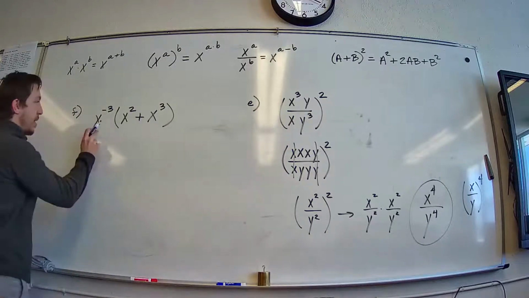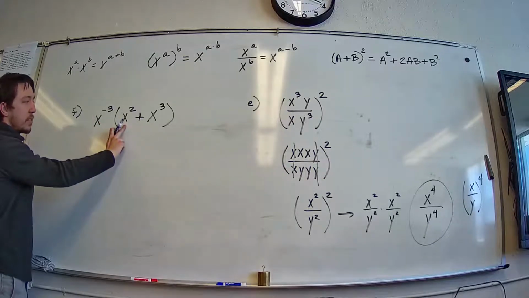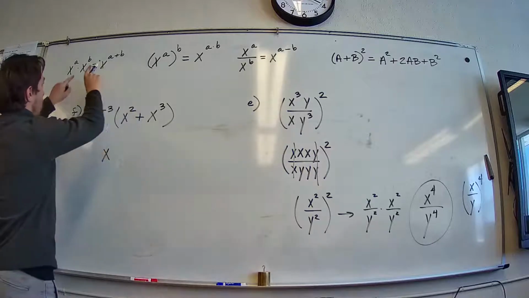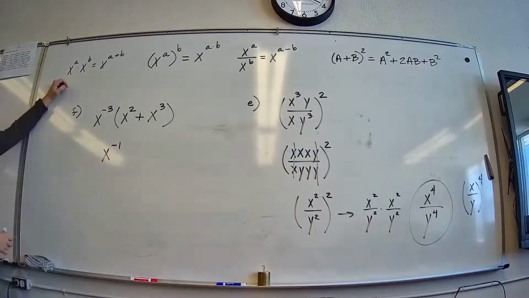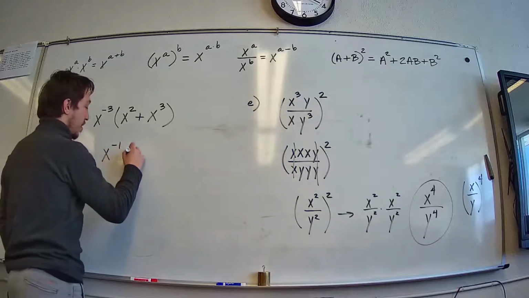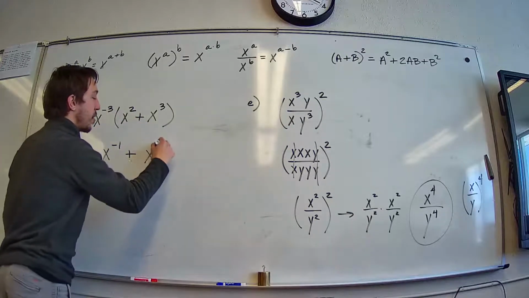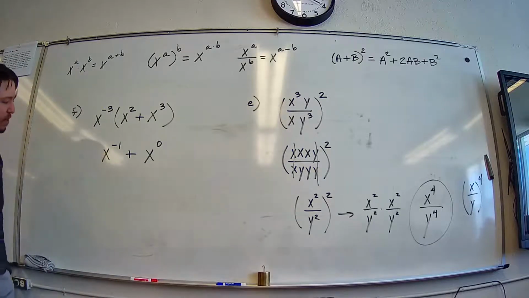So, okay, what are you gonna get if you have this times this? X to the negative 6 power. No, you gotta add the exponents. X to the negative 1. You getting on this, Sarita? No. How about this times this? X to the 0 power. That's 1. Yeah, so there's a couple things here.